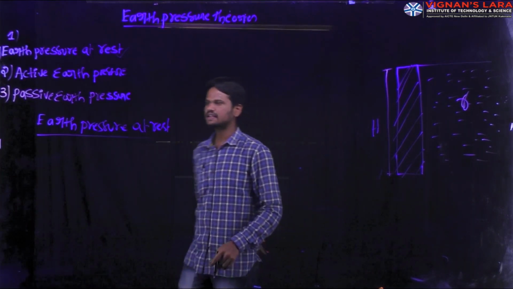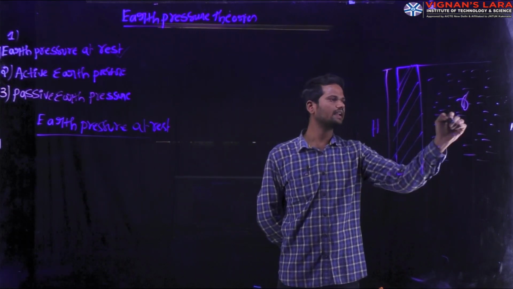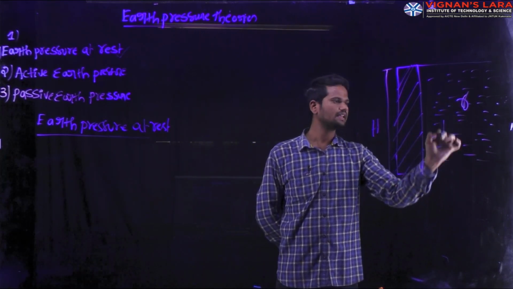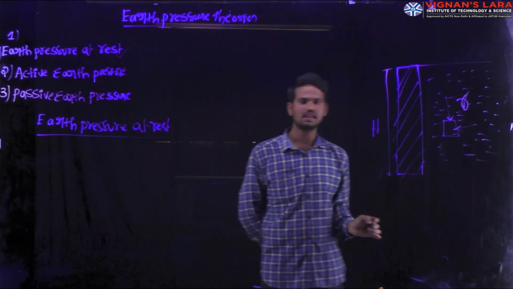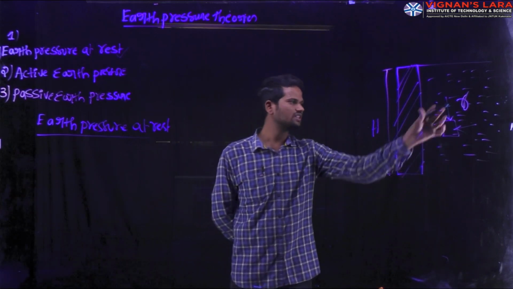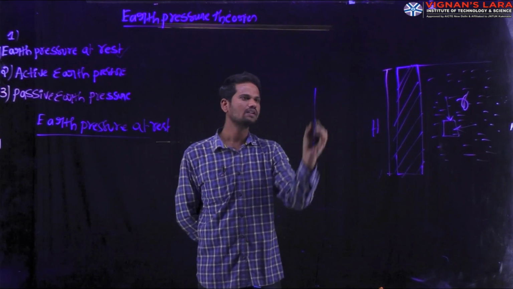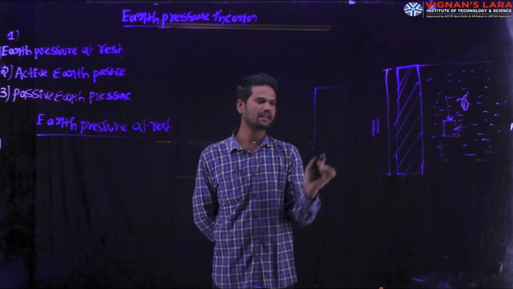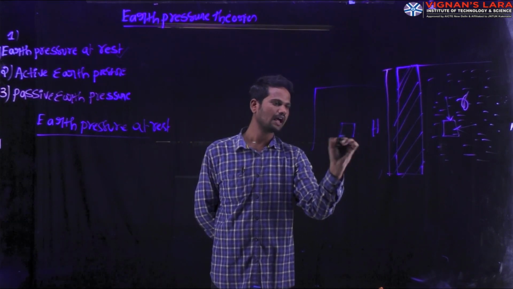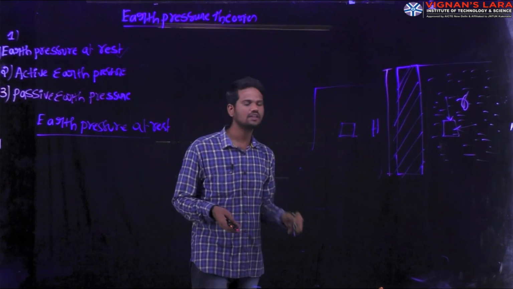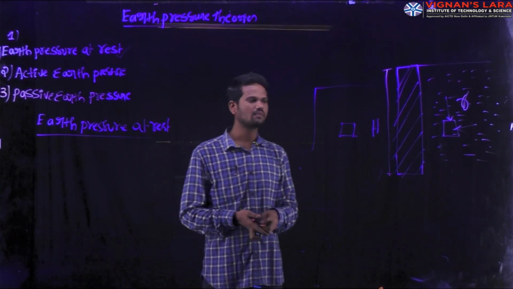If you consider this diagram of earth pressure at rest condition, in this soil element this is the vertical pressure and this is the horizontal pressure. Suppose in this figure I am considering one soil element. Suppose this is our retaining wall. At some particular depth of this retaining wall, I am considering one element of the soil mass.